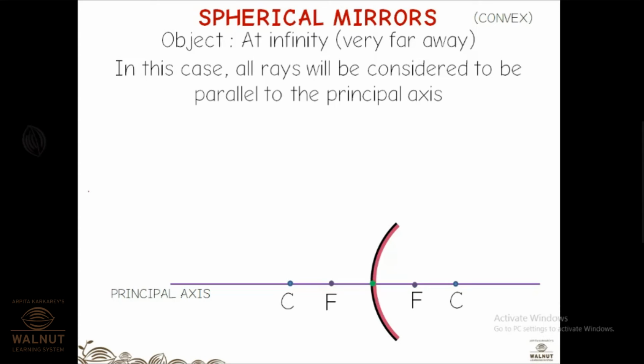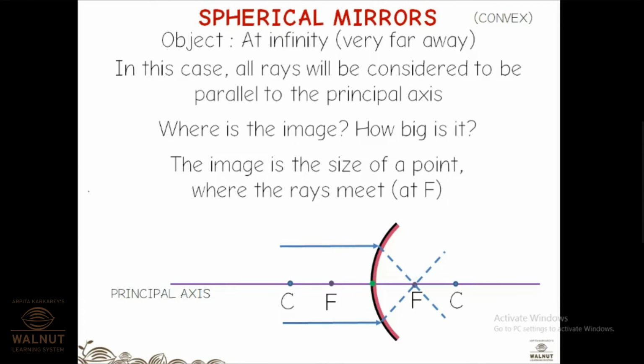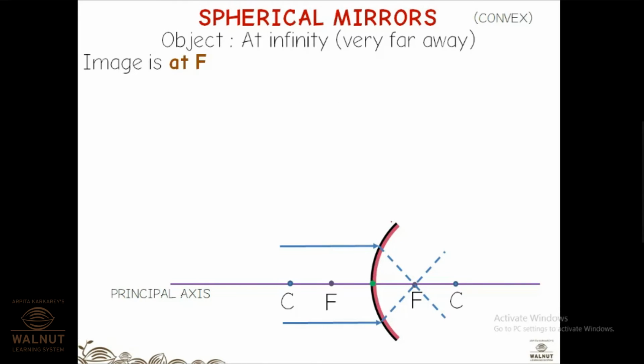Now at infinity, if the object is very far away, it is somewhere here, means the distance is very high. In that case, all rays will be considered to be parallel to the principal axis. In this way, where is the image and how big it is? The image size is point size. The image is formed at F, where the rays will meet at the focus.